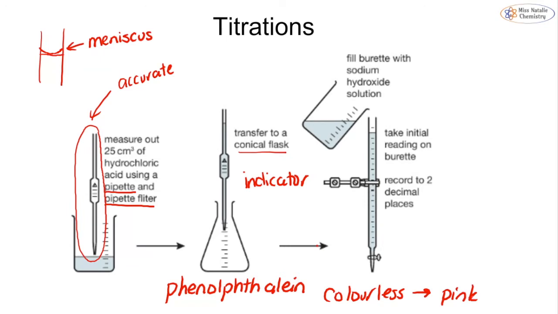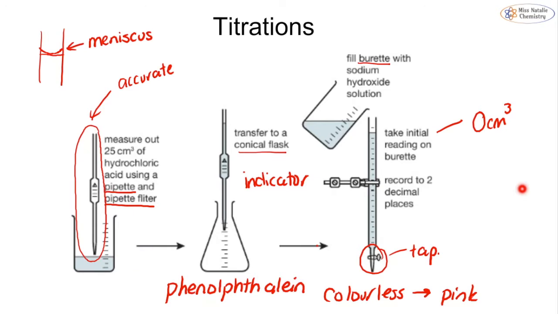So what we then do is we fill the burette with our sodium hydroxide solution. So the burette is, as you can see, a tall, thin glass tube that has got a tap at the bottom. And this is then used to measure out how much sodium hydroxide is required to neutralize this 25 centimeters cubed. So we take the initial reading, and this would usually be 0 centimeters cubed, but not always. And we record it to 2 decimal places.